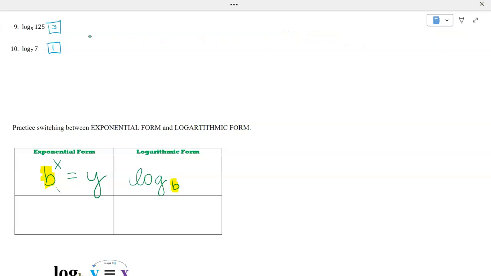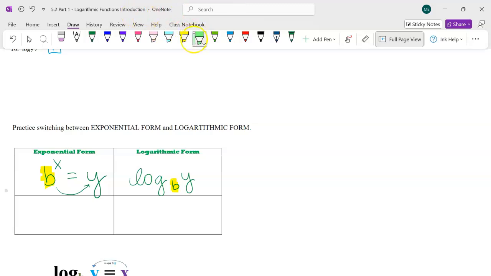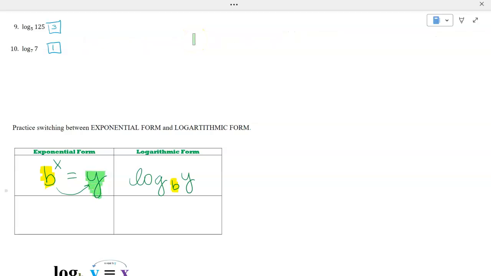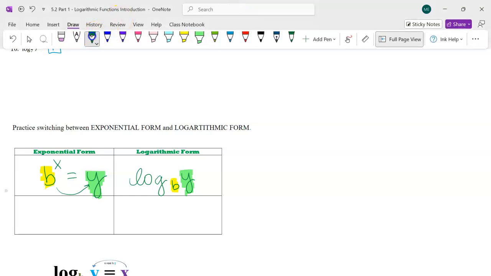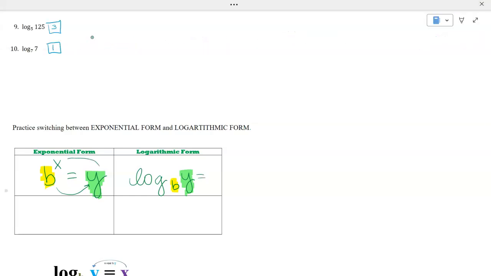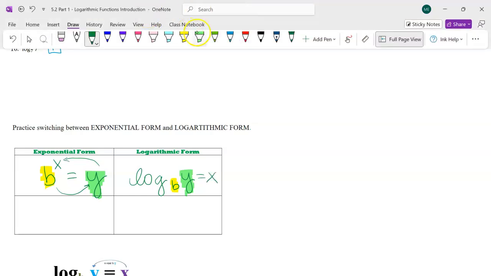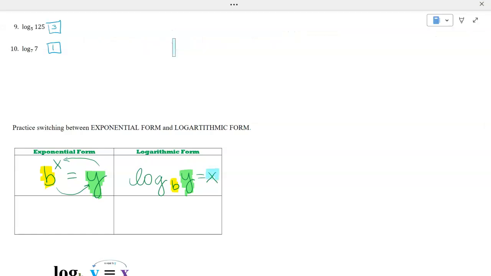We reach across the exponential equation and grab that y. So we reach across the equation and grab that y. And then it's just going to equal our power. So it equals our power here. We reach across the equation and grab that power, which is just x. So I'll highlight all of these so you can see where they are coming from.